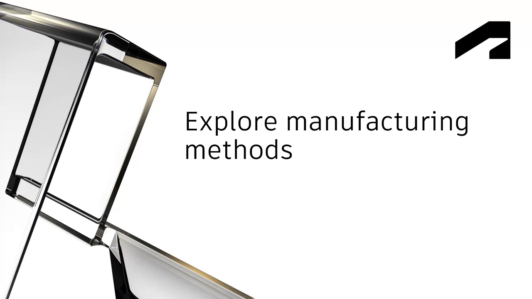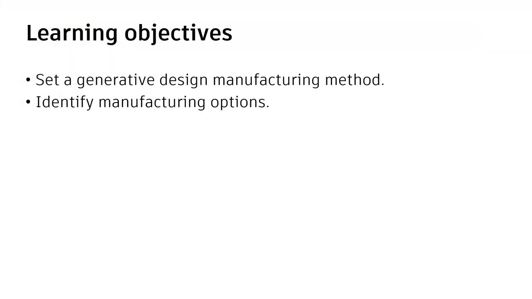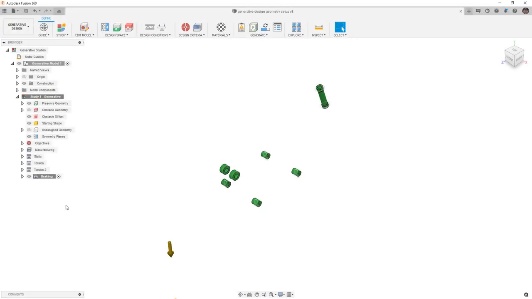Explore manufacturing methods. In this video, we'll set a generative design manufacturing method and we'll identify some manufacturing options. In Fusion 360, we want to carry on with our generative design geometry setup. At this point, we've defined pretty much everything in generative design with the exception of our manufacturing methods.